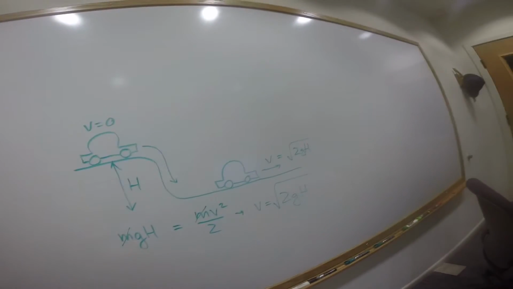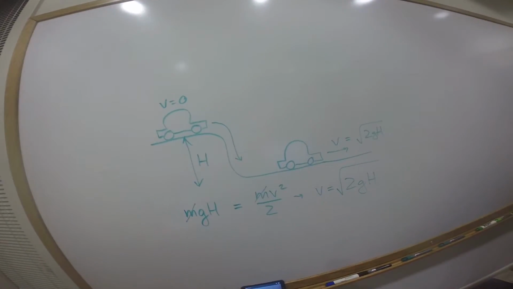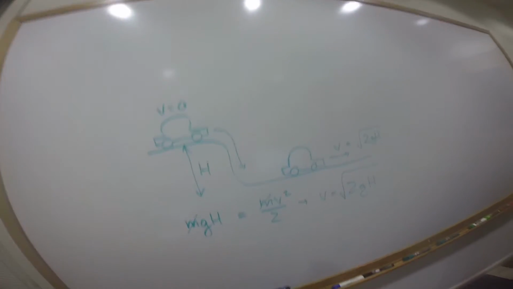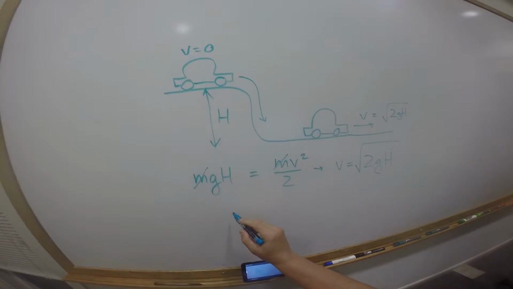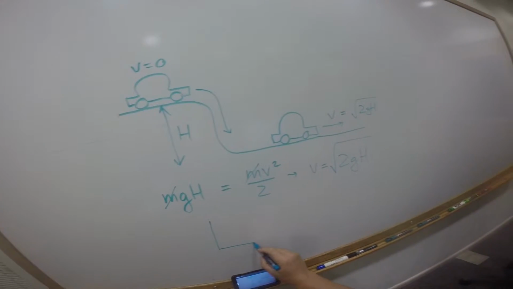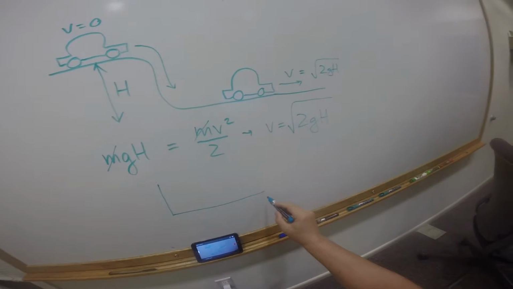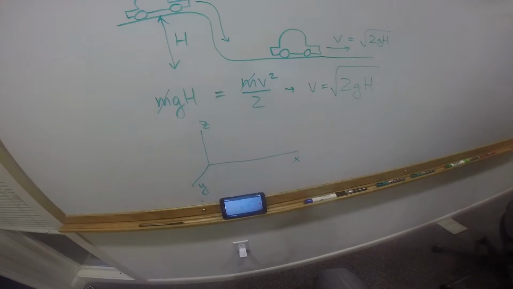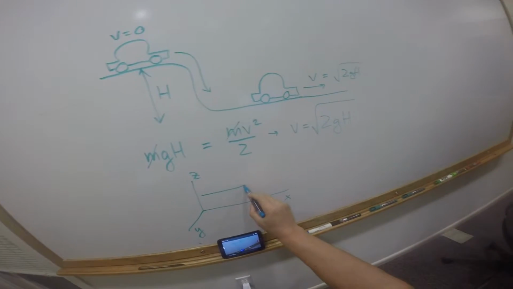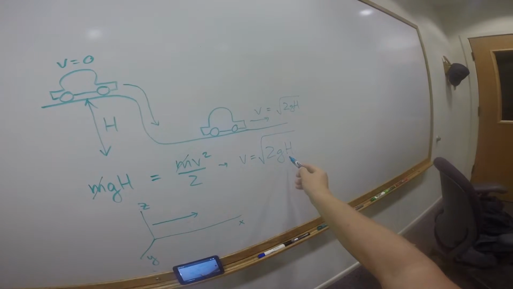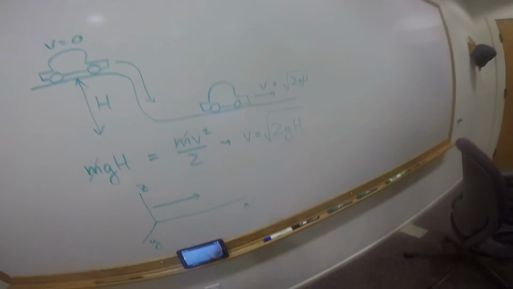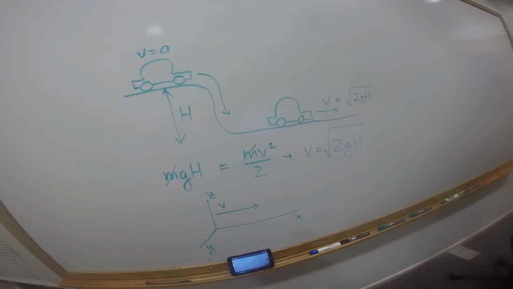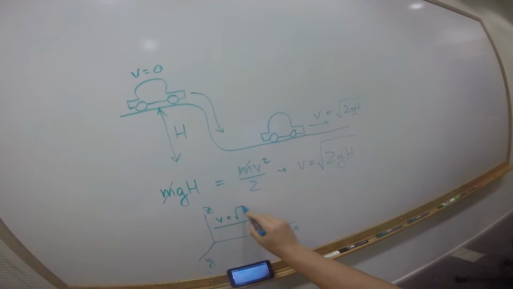But now let me look at this problem from a different perspective. Suppose I'm observing the same phenomenon of the car rolling from the cliff from a moving system of reference. I'll just draw it here. So it's x, y, and z. The system of reference is moving to the right with exactly the same velocity as the car's velocity at the bottom of the hill. So the speed of the system of reference is equal to the square root of 2gh.